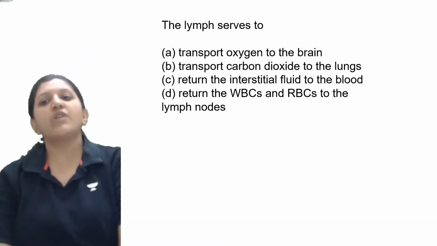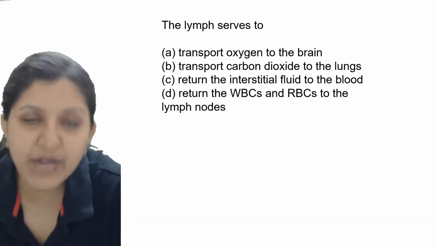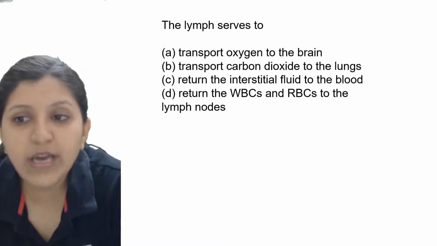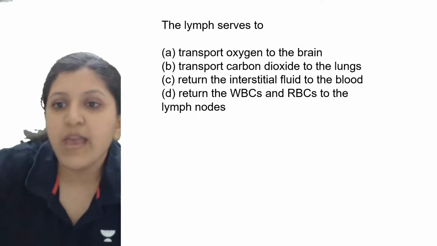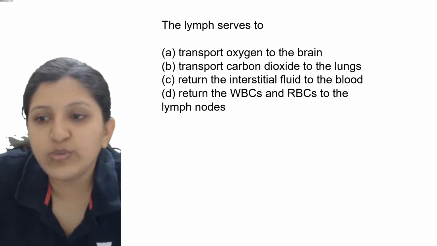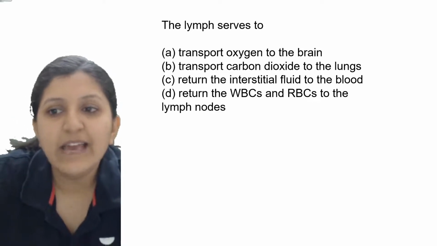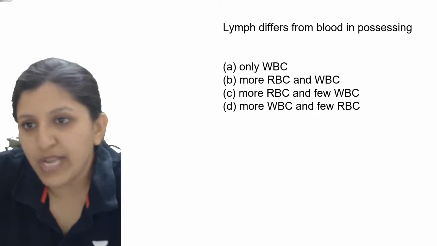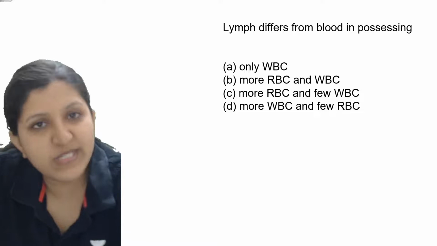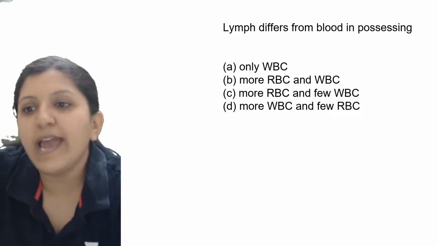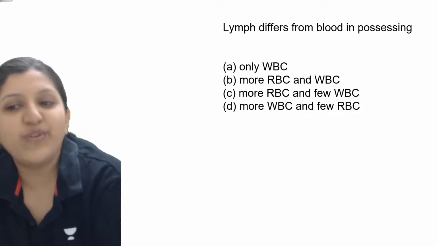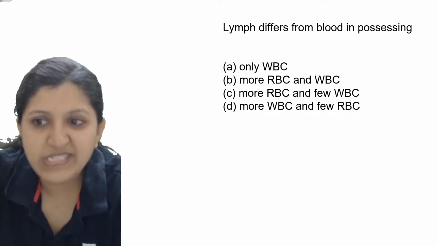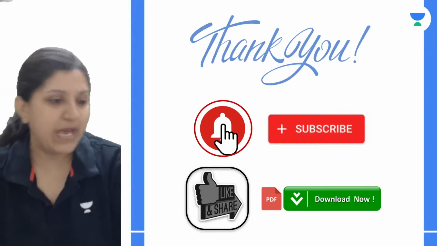The lymph serves to transport oxygen to the brain, transport carbon dioxide to the lung, return the WBC and RBC to lymph nodes, or return the interstitial fluid to the blood. So what exactly does it do? It returns the interstitial fluid to the blood. Lymph differs from blood in possessing only WBC, more RBC and WBC, more RBC and few WBC, or more WBC and a few RBC. So it is only WBC along with the plasma. There are no other cellular contents, it's only the plasma.